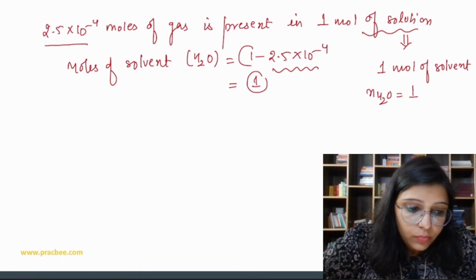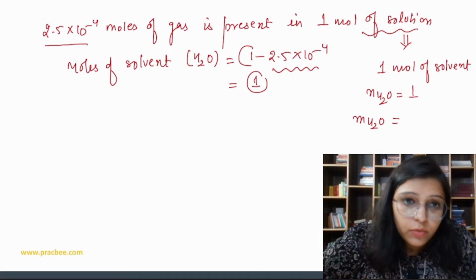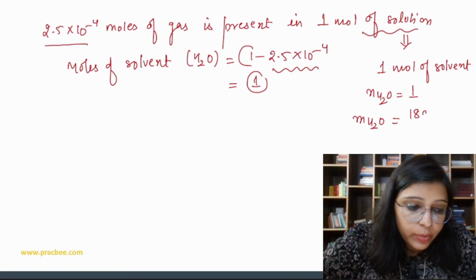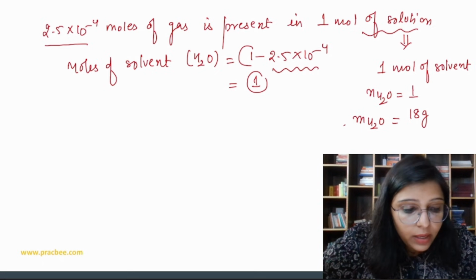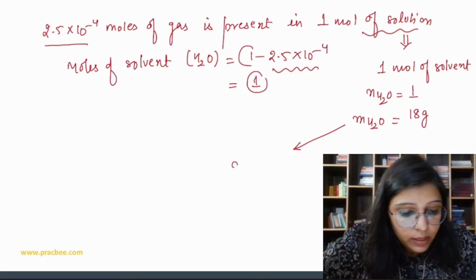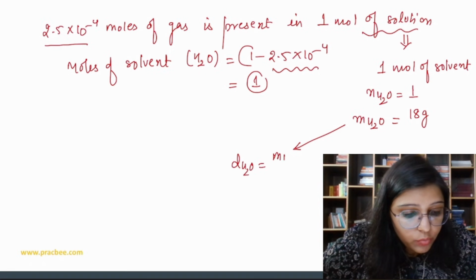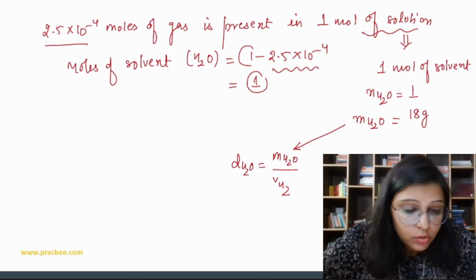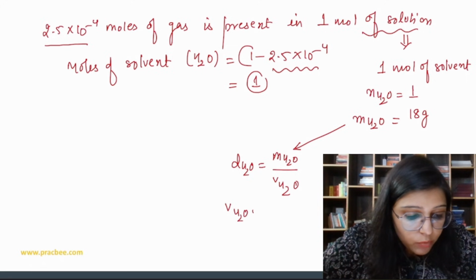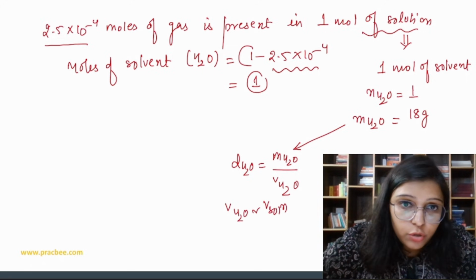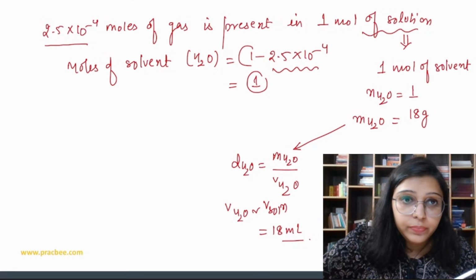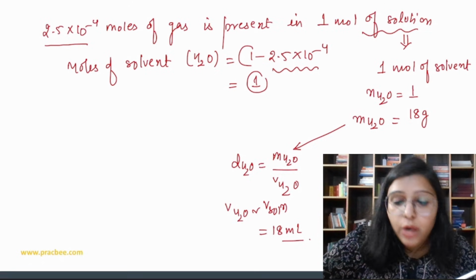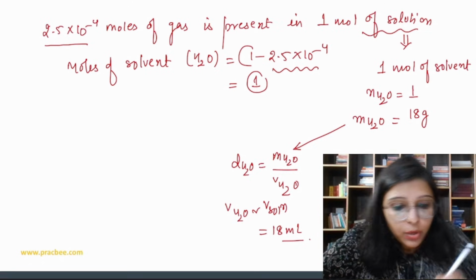So if we have number of moles of water as 1, right? So mass of water, 1 mole water mass, is equal to 18 gram. Now we have density of water is equal to mass of water upon volume of water. So volume of water, which is comparable to volume of solution, is also equal to 18 ml, right or wrong? It is equal to 18 ml, right? Clear? Now how to solve this? We have to find out the molarity.